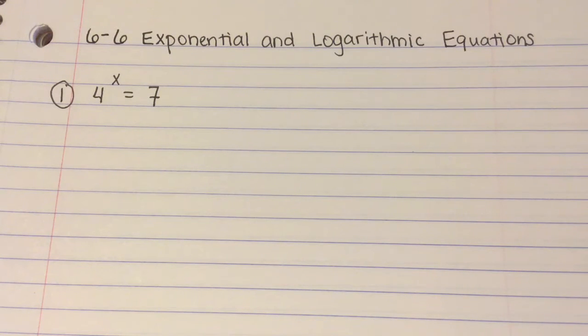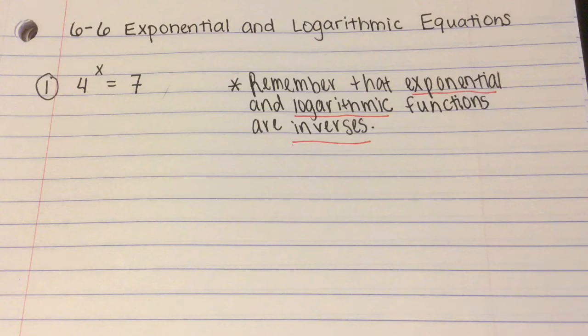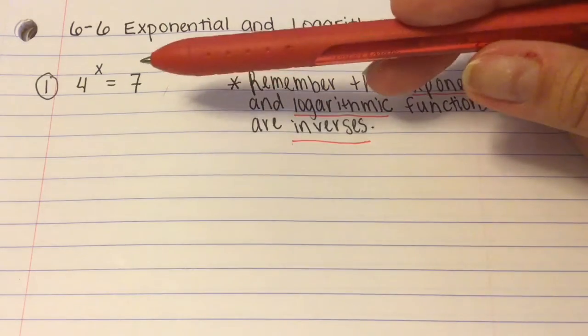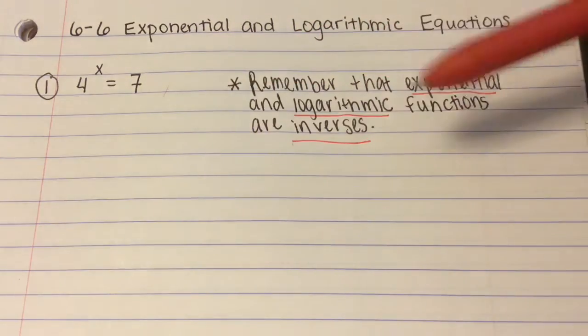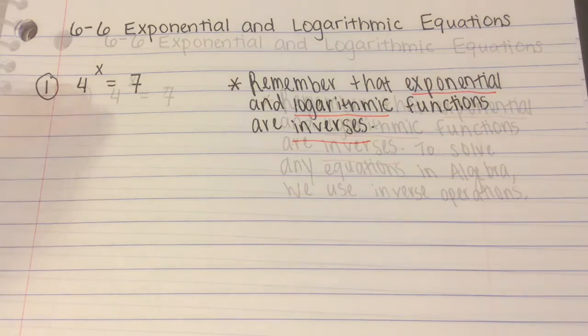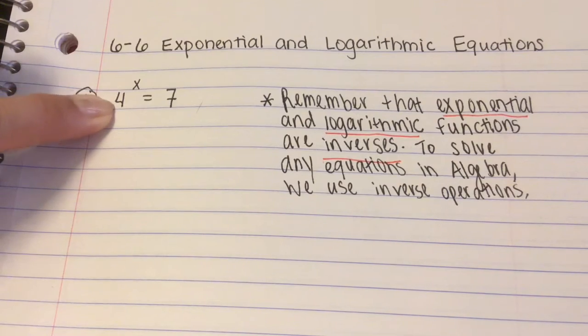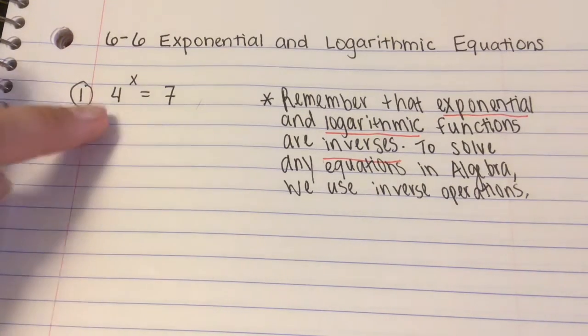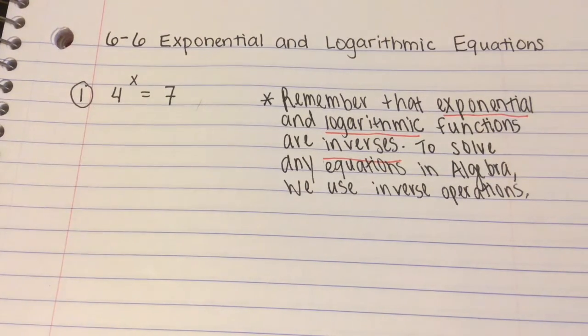Hey guys, today we're going to be using identity property and change of base to solve equations. I'm going to just go ahead and start off with this very first example. I want us to remember that exponential and logarithmic functions are inverses of each other. So to be able to solve this equation, we have to use inverse operations, just like any other type of equation in algebra. The base here is 4. So the inverse of base 4 would be log base 4.